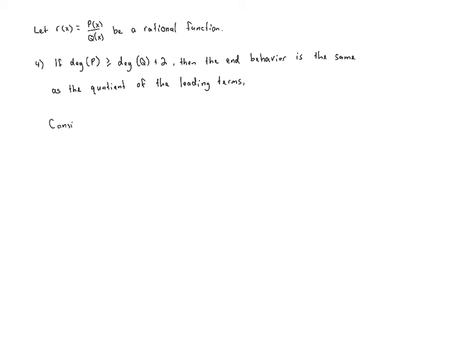Let's consider r of x equals x cubed minus 2x squared plus 3 over x minus 2. Now, I've said that the end behavior is the same as the quotient of the leading terms. So if we look at the leading terms here, we've got x cubed over x. So x cubed over x, we know that this is equal to x squared. And so the end behavior matches y equals x squared.